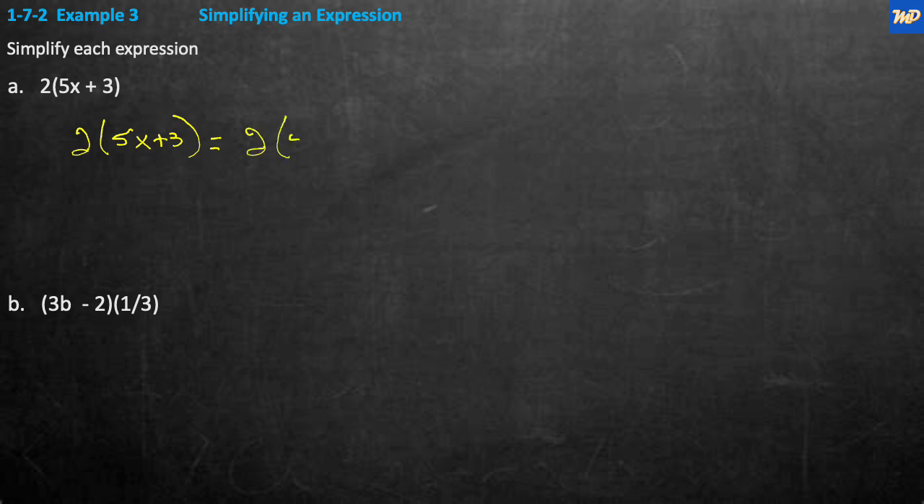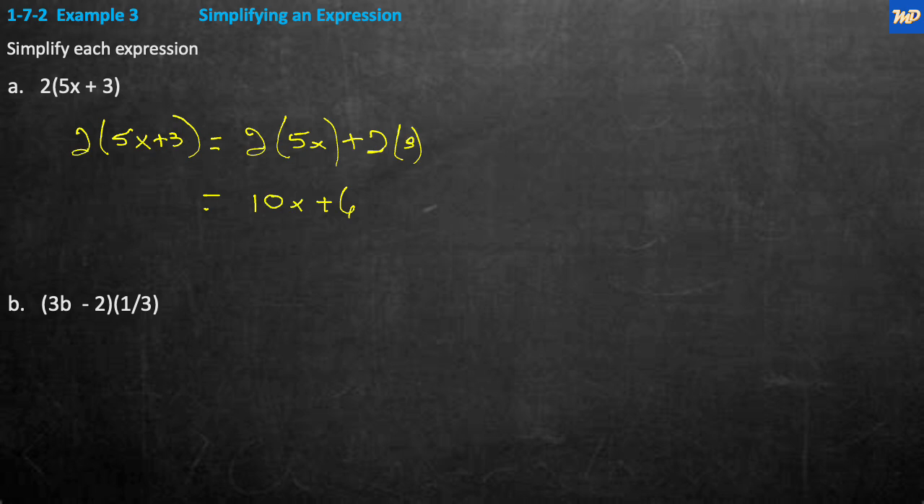2 times the quantity 5x plus 2 times the quantity 3. And when you take care of the multiplication here, we're going to have 10x plus 2 times 3, 6.